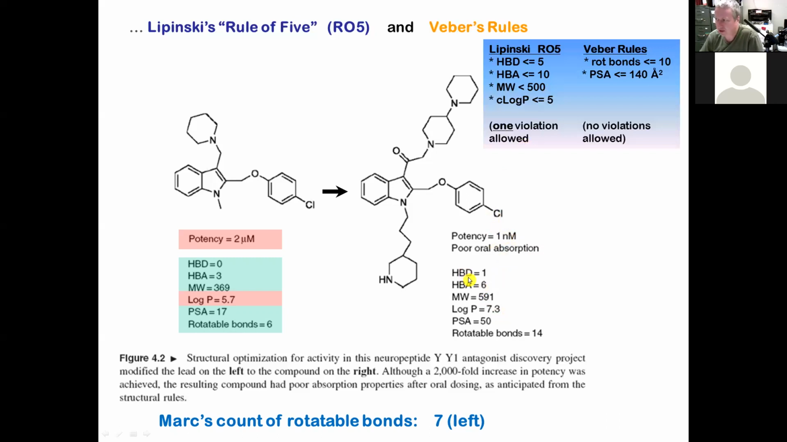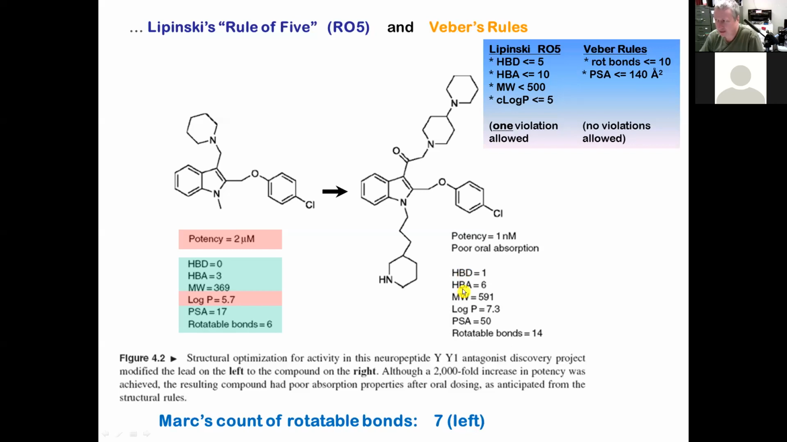Okay, so hydrogen bond donors now is 1, right? You see it? Where's the hydrogen bond donor? You see it? It's the NH, right? Is that in compliance? Yes, that's in compliance. It's 5. You know, 1 is less than 5.